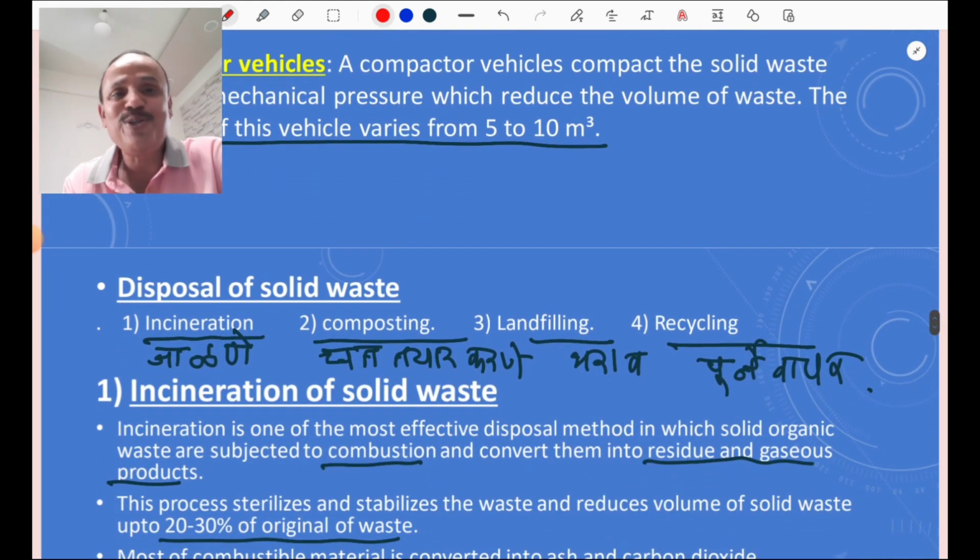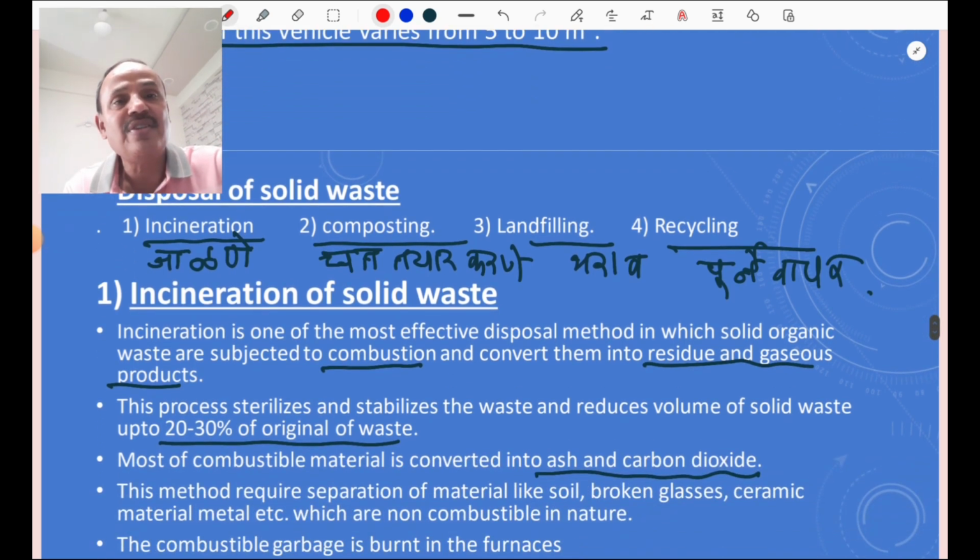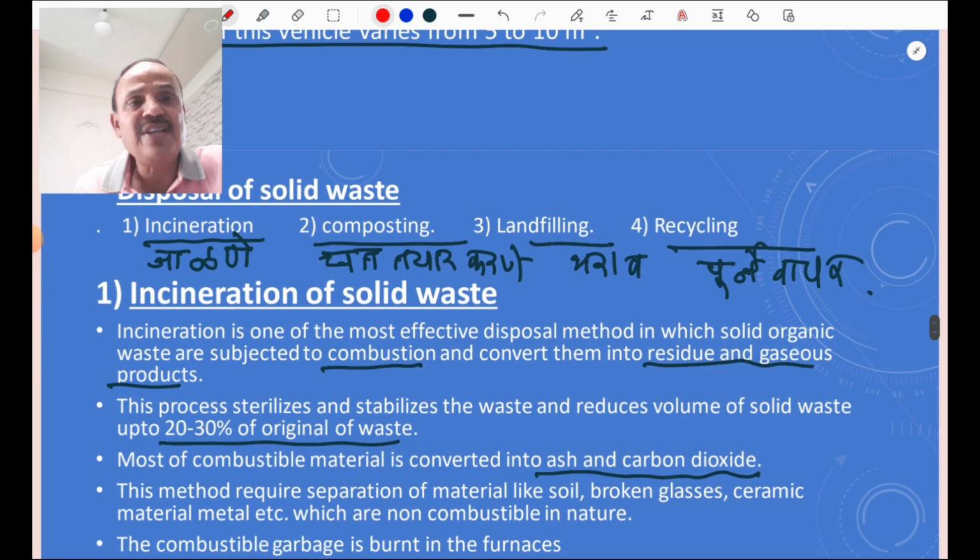Then we are going to discuss the disposal of solid waste by incineration, then composting, landfilling and recycling. What is the incineration of solid waste? Nothing but the burning. Incineration is one of the most effective disposal methods in which solid organic waste is subjected to combustion and converted into residue and gaseous products.